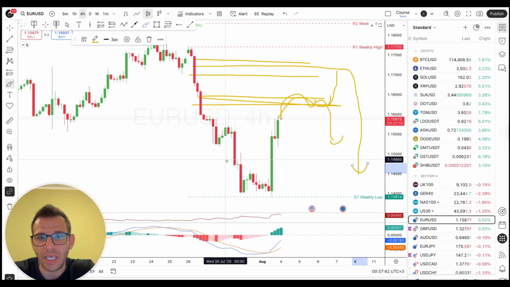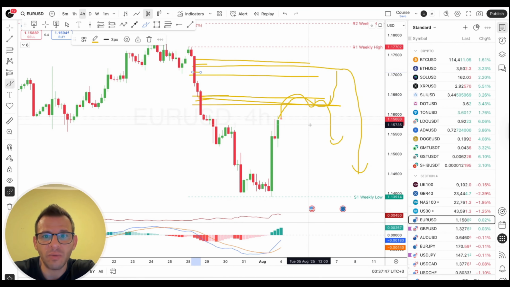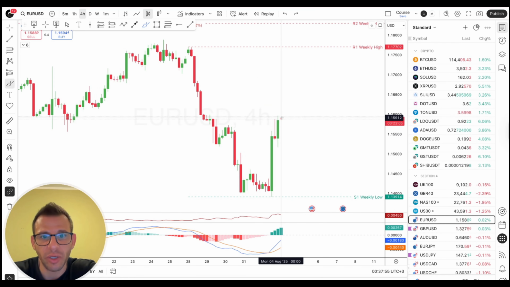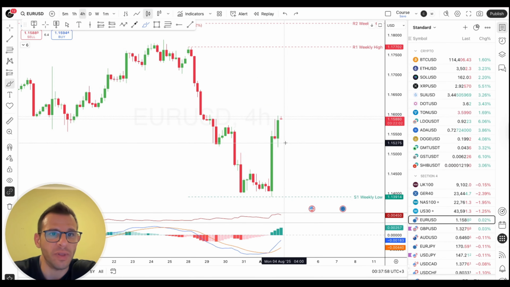But obviously, if the sellers come out aggressive from these areas, we might also see an aggressive move to the downside, despite the current bullish implication for the next hours out of this candlestick.